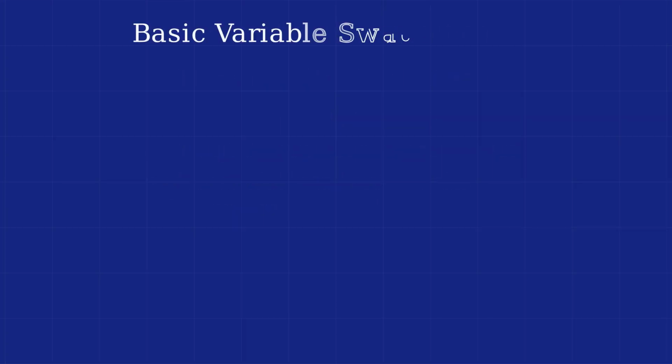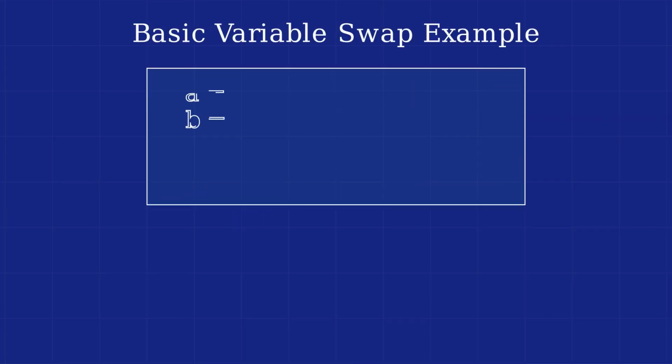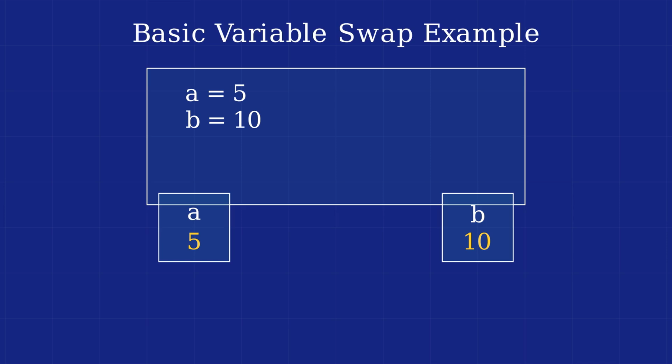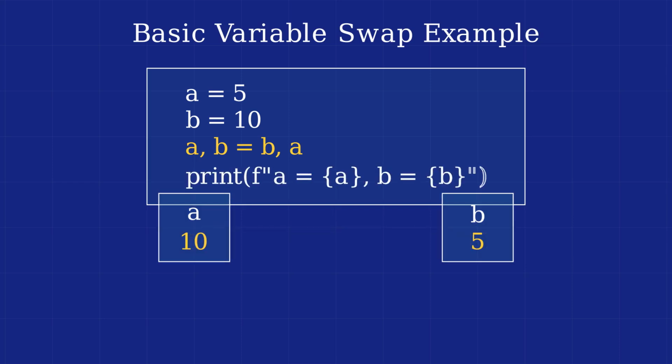Let's see this Pythonic swap in action with a simple example. We start with two variables, a = 5 and b = 10. Now we execute the single line of code, a, b = b, a. This single line swaps the values between the two variables. After execution, a now equals 10 and b equals 5. This elegant one-liner handles the swap efficiently without any temporary variables.